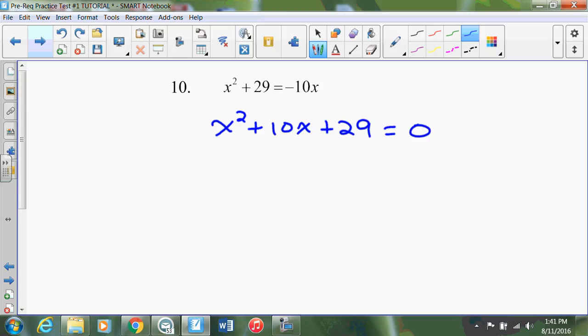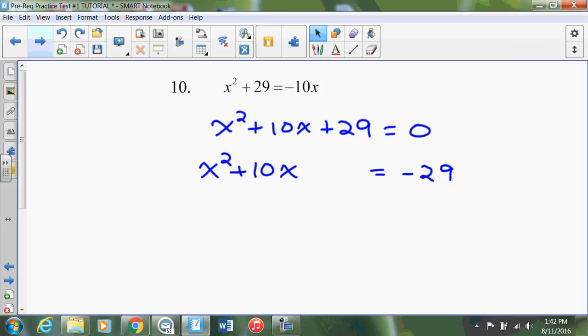Why don't we complete the square just because we need more practice with that? Once again, it's an option. If it says any way you want to, you can go straight to quadratic formula. So I'm going to go ahead and leave it blank. I'm going to kick that 29 to the other side. I'm going to subtract 29 from both sides.